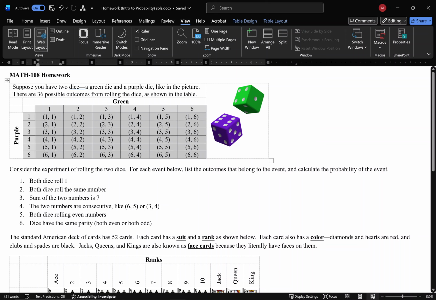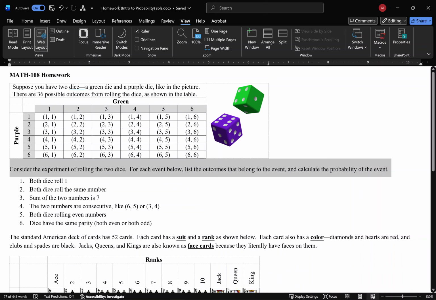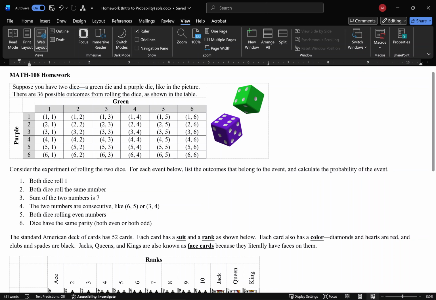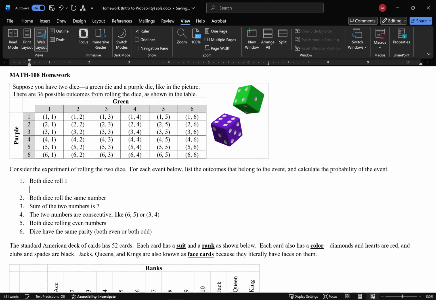Consider the experiment of rolling the two dice. For each event below, list the outcomes that belong to the event and calculate the probability of the event. For the first question, both dice roll 1. There's only one outcome like this, and it's just (1, 1).